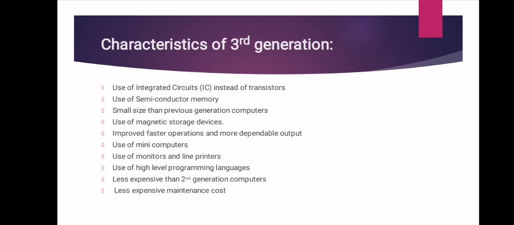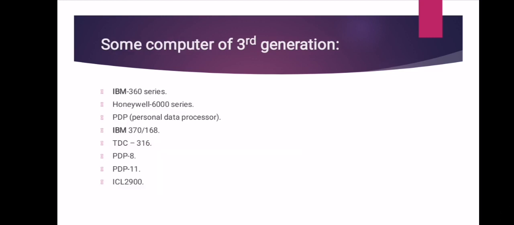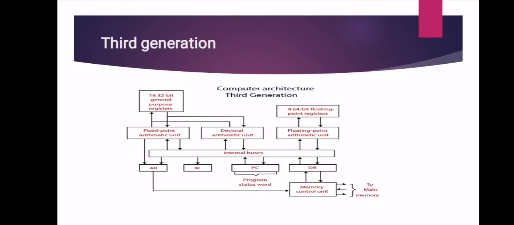Characteristics. The characteristics of third generation computers: they use integrated circuits instead of transistors, are smaller in size than the previous generation, use mini computers, use monitors and line printers, and use high level programming languages. Some computers of the third generation are the IBM 360 series, Honeywell 6000 series, PDP 11, PDP 8, and TDC 316.